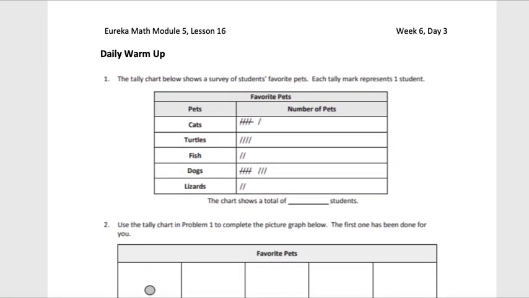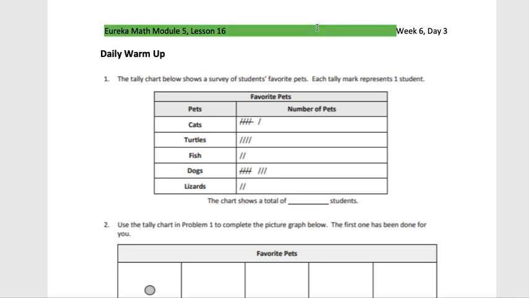And now we're at day 3. Now day 3 is lesson 16 from module 5. Once again, they're going to warm your brains up with some graphing. And it says the tally chart shows a survey of students' favorite pets. Each tally mark represents one student. So you are going to count each tally mark.